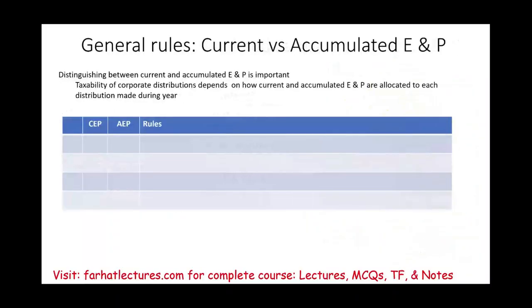The general rule is to distinguish between CEP and AEP, because the taxability of corporate distribution depends on how much current and accumulated earnings and profit are allocated to each distribution made throughout the year. And we're going to have four different scenarios when it involves CEP and AEP. So we need to understand what they are.